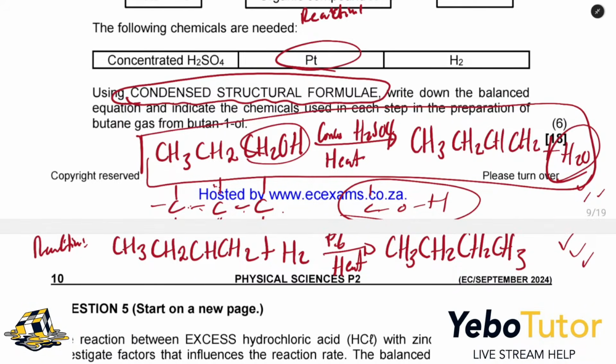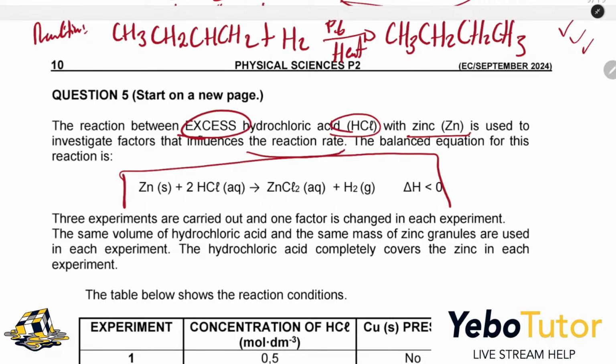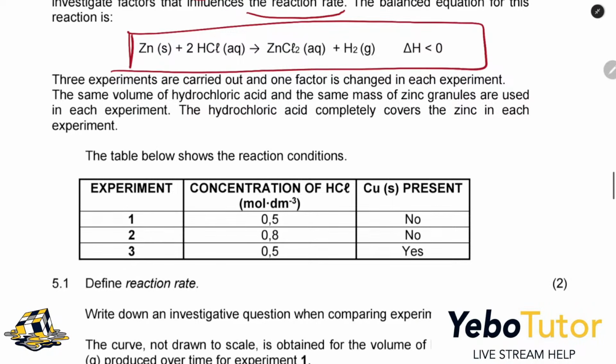Now let's proceed to the next question, which we are given. In this instance it is going to be question number 5. Now the reaction between excess, okay, this is important, hydrochloric acid with zinc is used to investigate factors influencing the reaction rate, the balanced equation. So this balanced equation is given, and also what is important, we're given that the delta H is less than 0. Now 3 experiments are carried out and 1 factor is changed in each experiment. The same volume of hydrochloric acid and the same mass of zinc granules are used in each experiment. The hydrochloric acid completely covers the zinc in each experiment.